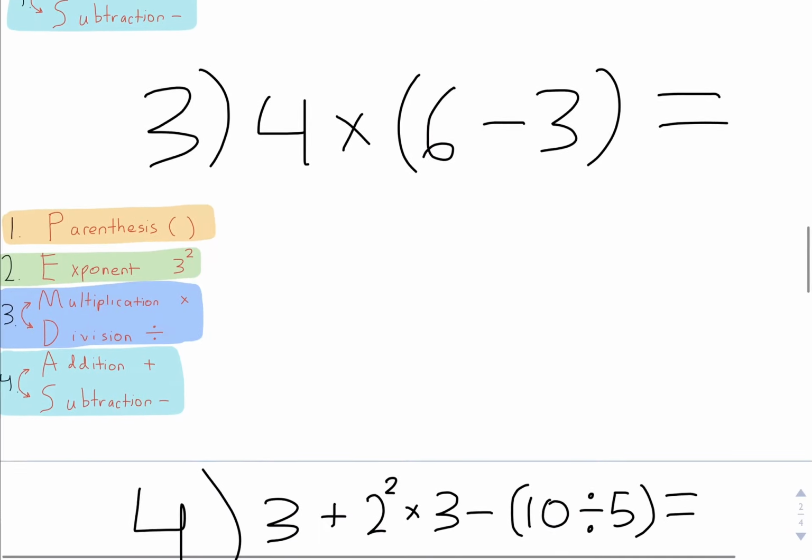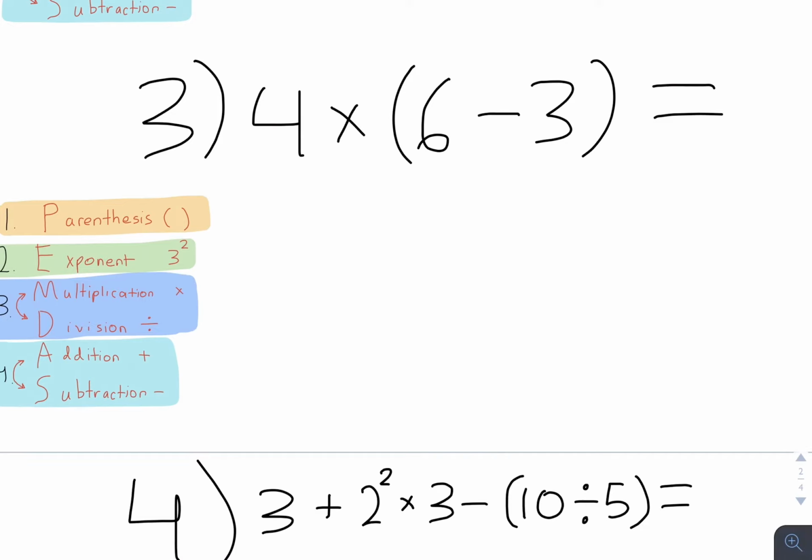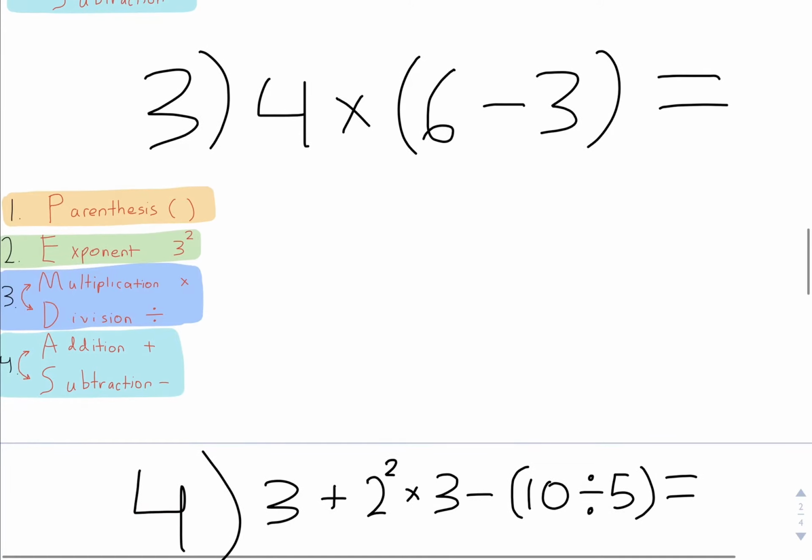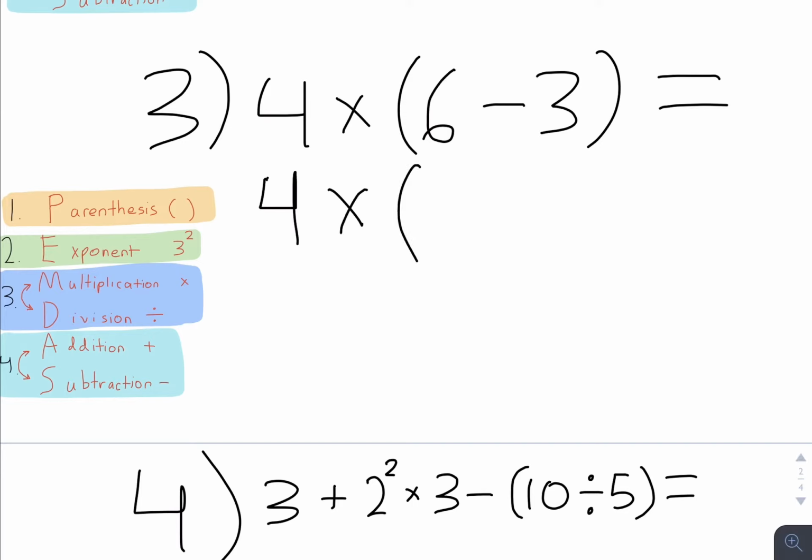Now let's go to a third practice problem. Here we have 4 times, in parentheses, 6 minus 3. So let's look again at the order of operations to figure out what to do first. The first thing is parentheses, and as you can see above, there are parentheses in this expression, 6 minus 3. So that means we have to solve what's inside those parentheses first before we do anything else. So we rewrite this expression with what's inside the parentheses solved. We will have 4 times 6 minus 3, which is 3. So we have to solve that first, so we have 3.